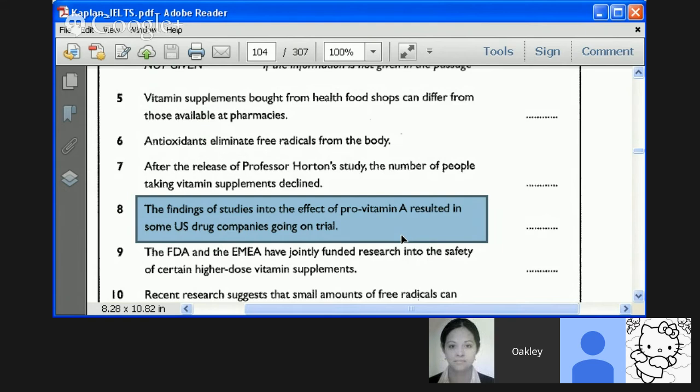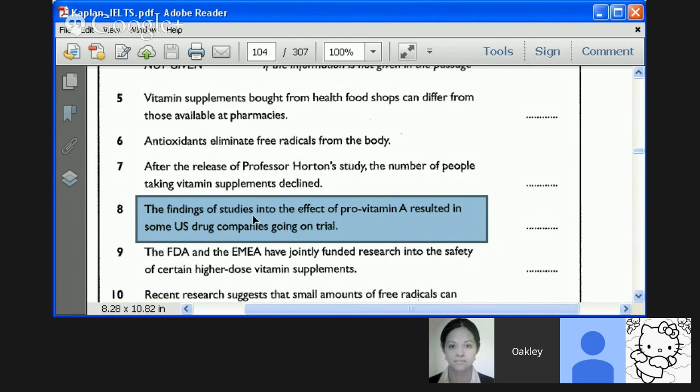If vitamin A is some U.S. drug. Okay. I'm not sure. I can't hear you quite clearly, to be honest. So I'm not sure exactly what you said.